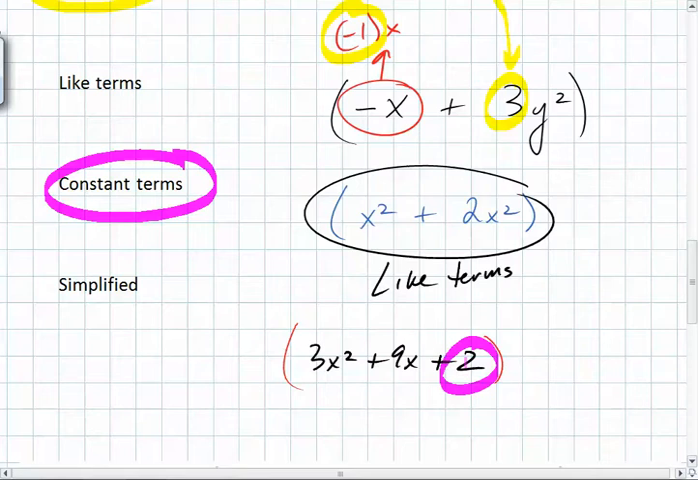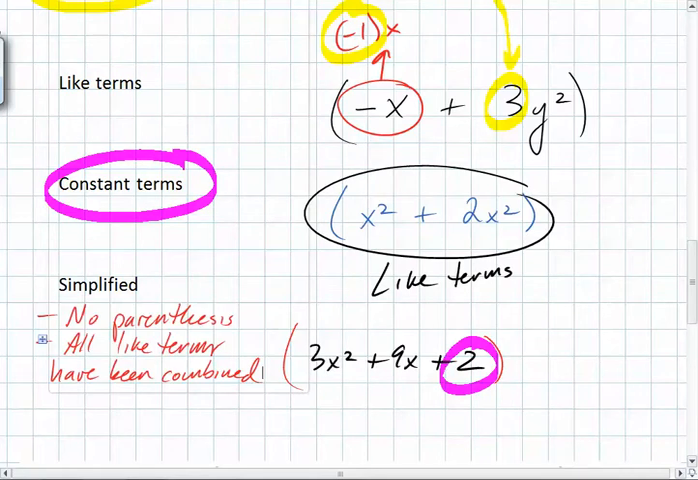And then what does it mean for an algebraic expression to be simplified or most simplified? That means the expression has no grouping symbol, so no parentheses, and all like terms have been combined. So again, a simplified algebraic expression will be one with no parentheses and all like terms have been combined.